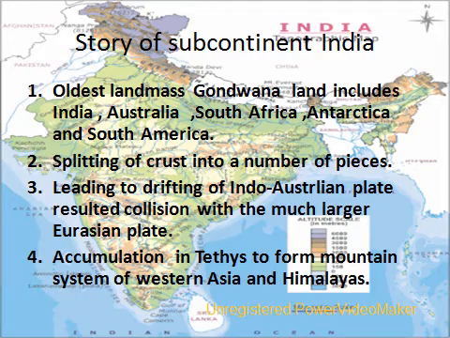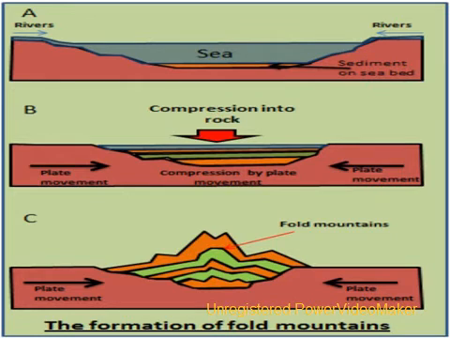India is part of the oldest landmass, Gondwana land, which includes India, Australia, South Africa, Antarctica and South America. Movement of convectional currents inside the earth split the crust into a number of pieces. The drifting of the Indo-Australian plate towards the much larger Eurasian plate made them collide with each other, resulting in folding and formation of today's mountain system, from the folding of accumulated material which was deposited in the large geosyncline Tethys. This is a diagram which demonstrates the formation of the Himalaya.